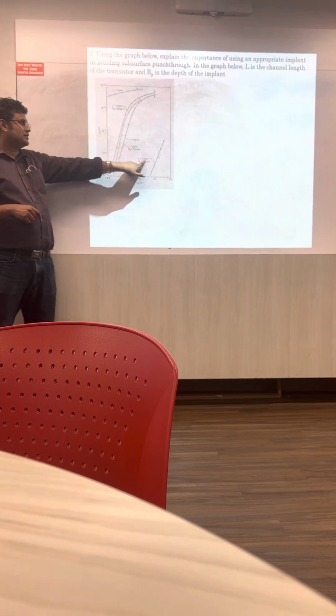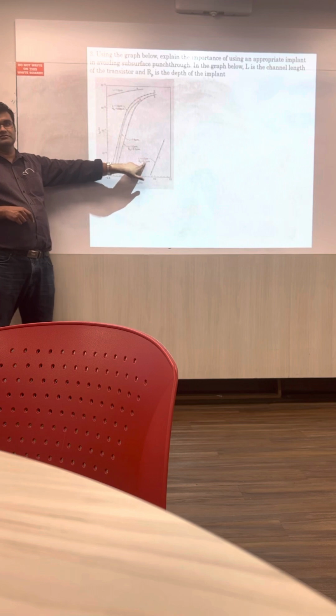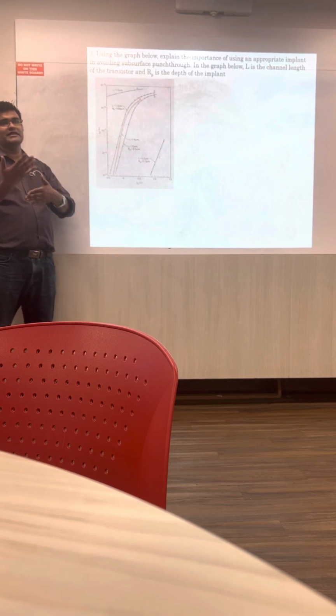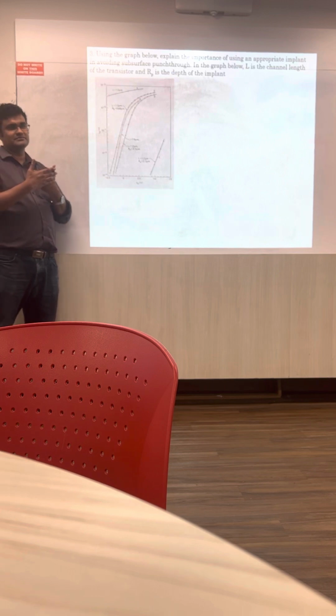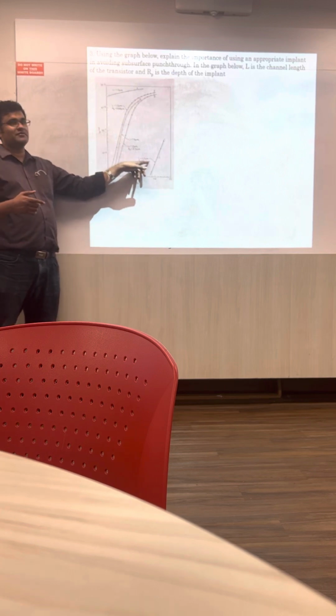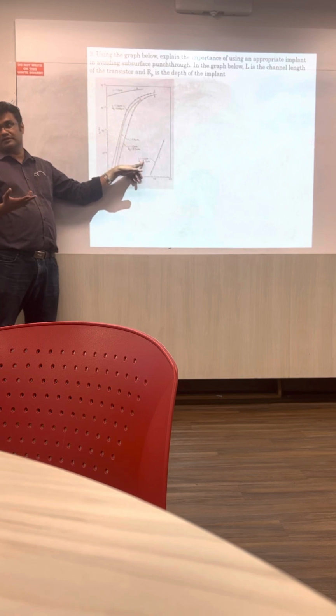So when your doping is shallow, it essentially means it's harder for me to accumulate the electrons. Because what type of doping is this? P-type or N-type doping? P-type doping.